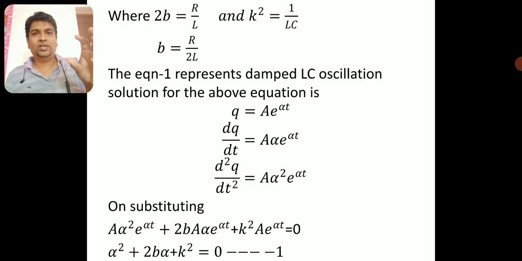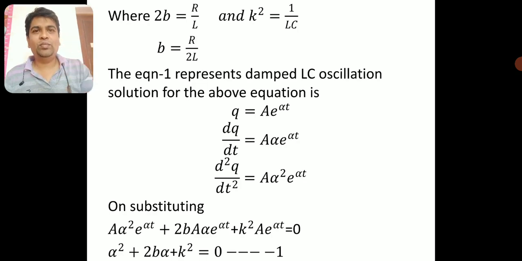Now I got a solution. I know the solution. Q is equal to A into e to the power of alpha t. Now what is A again? What is alpha again? These are two constants, and those values have to be found out by solving this. How to solve this? I'll go step by step.